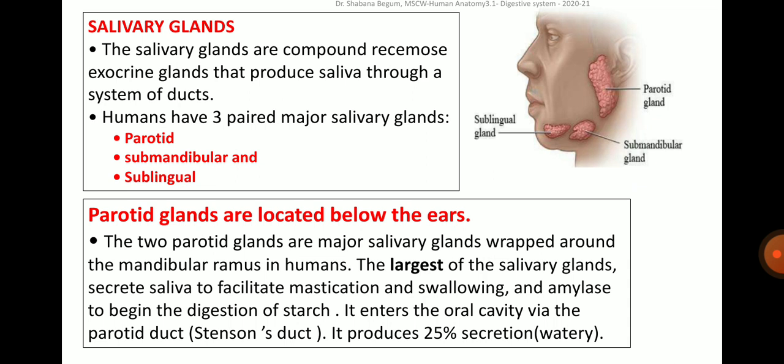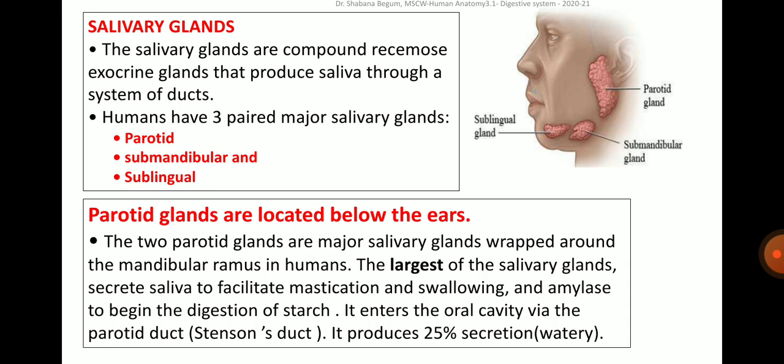The saliva enters the oral cavity via the parotid duct. See, the names of different ducts will be asked for 1 mark, so you have to remember them very well. So the duct of the parotid gland is called Stenson's duct, through which the saliva will be poured into the mouth, and it produces 25% of the secretion which is watery, serous in consistency, that is watery in consistency.